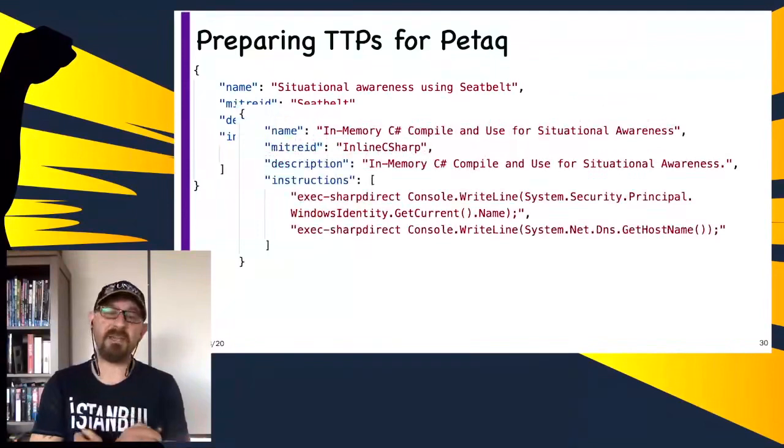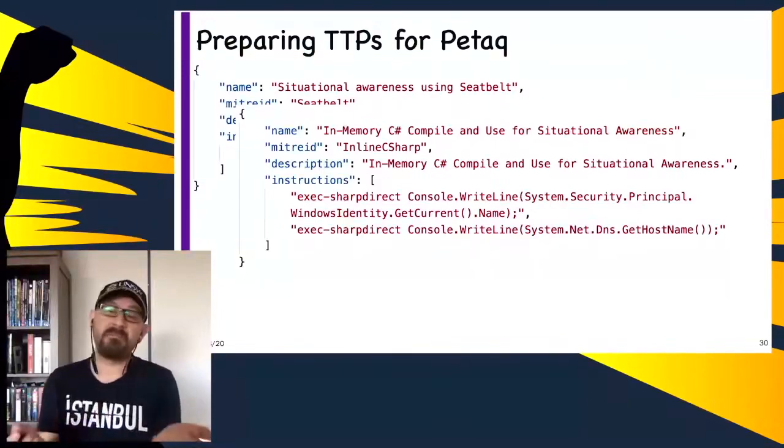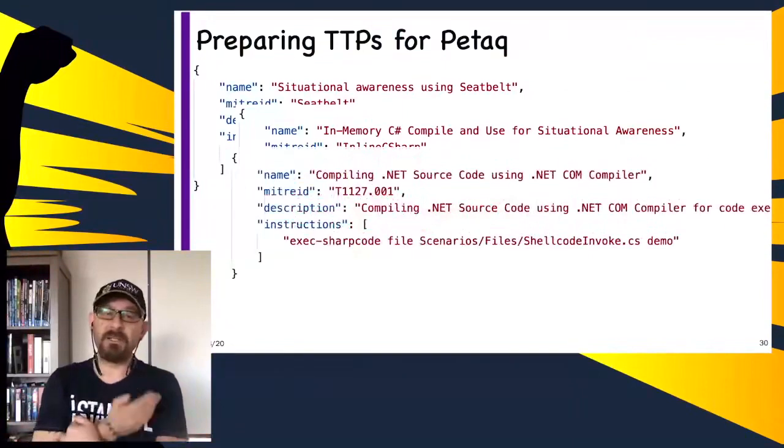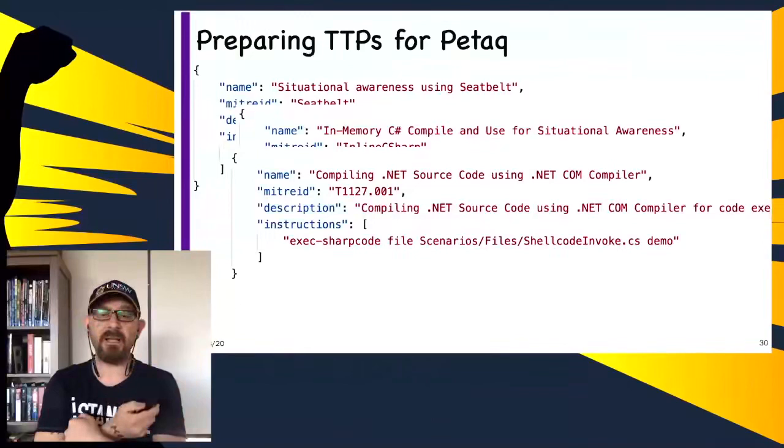Also, .NET code can be compiled in memory, and you can use this as a kind of shell for yourself. For example, exec sharp direct, get hostname. It will be compiled, run, and give the output to you. Compiling .NET source, giving certain source code in the wild as a file or through a kind of web service, and running using some commands.